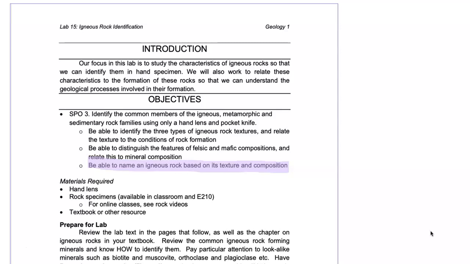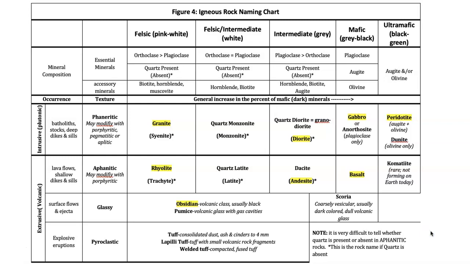So in the first two parts of the instructions, we looked at texture and we looked at composition. So now you should be comfortable using these two features to name an igneous rock. So let's go ahead and do that.